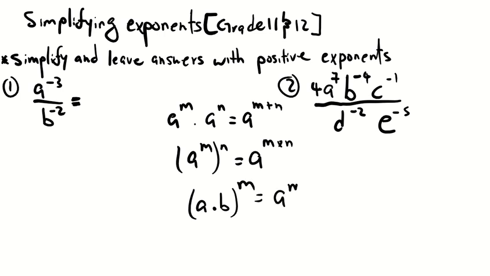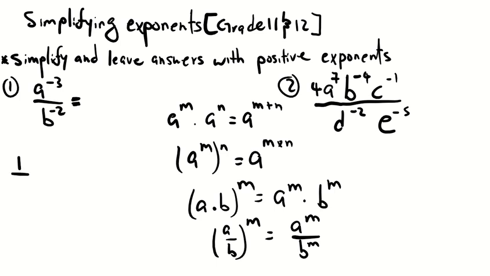a multiplied by b to the power of m is the same as a to the power of m multiplied by b to the power of m, and a over b to the power of m is the same as a to the power of m over b to the power m. So I'm not going to remove these for now. I'm going to do the calculations while they are here so that you can always check how I arrived at some of my answers.